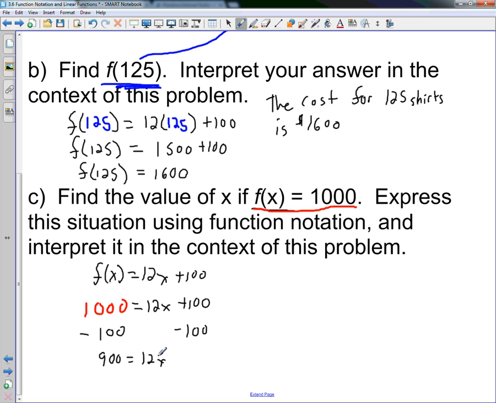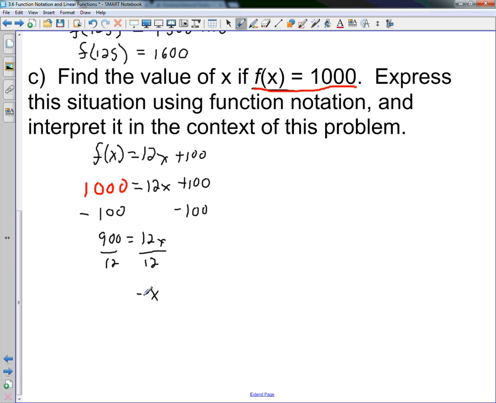And then we go ahead and divide by 12. And we have x equals 75. So the number of shirts that we have is 75. The total that it's going to be is 1,000. So this would be if you had a budget. You were given a project to get some t-shirts. You only had $1,000 to spend. Figure out how many shirts you're going to get and go from there.